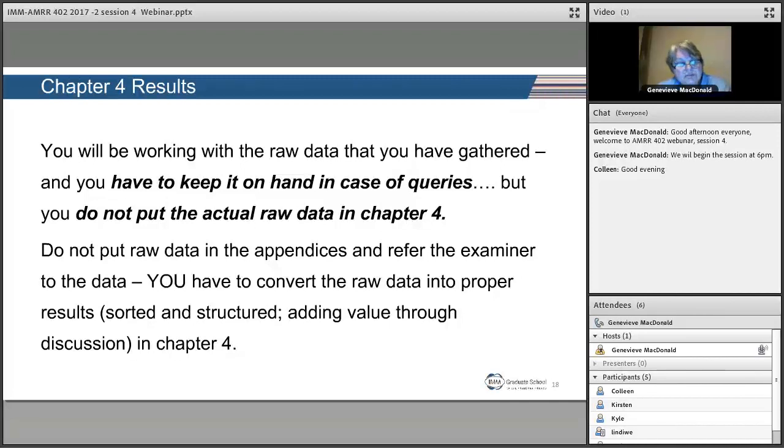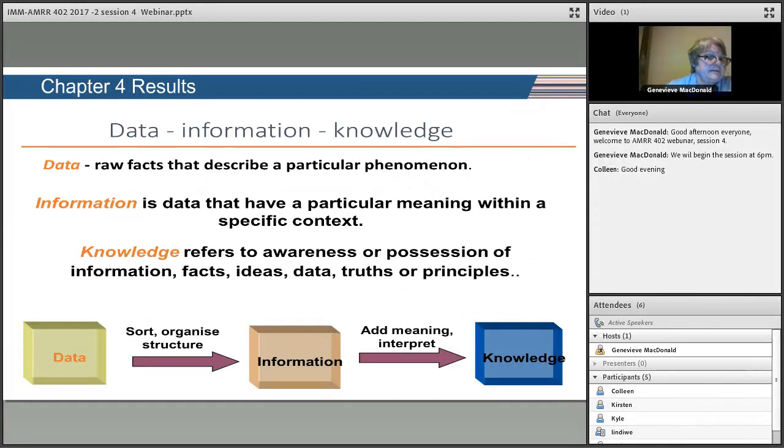It is your responsibility to convert the raw data into proper results. Sort it, structure it, add value through discussion in Chapter 4. Don't leave it for the examiner to do. The examiner knows how to do it. The examiner wants to see if you can do it. Okay, if you leave it for the examiner to do, guess what?